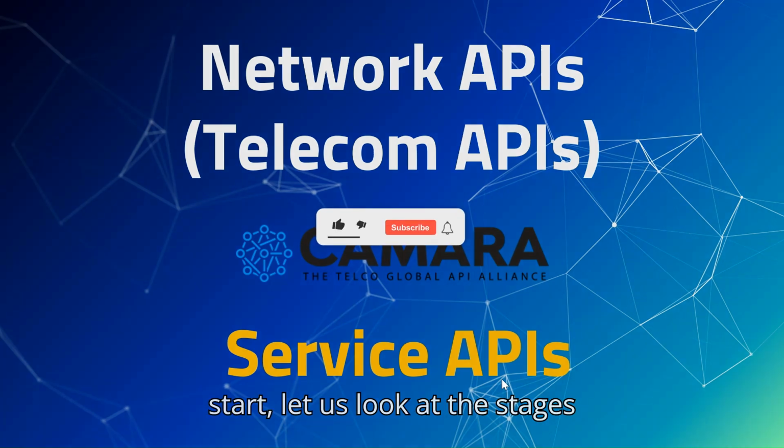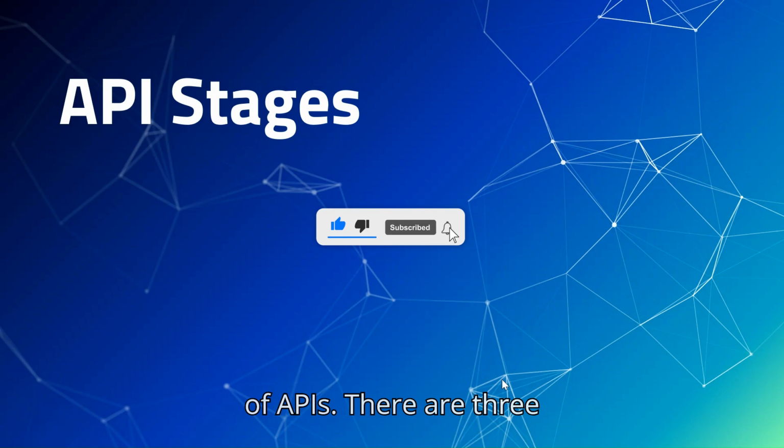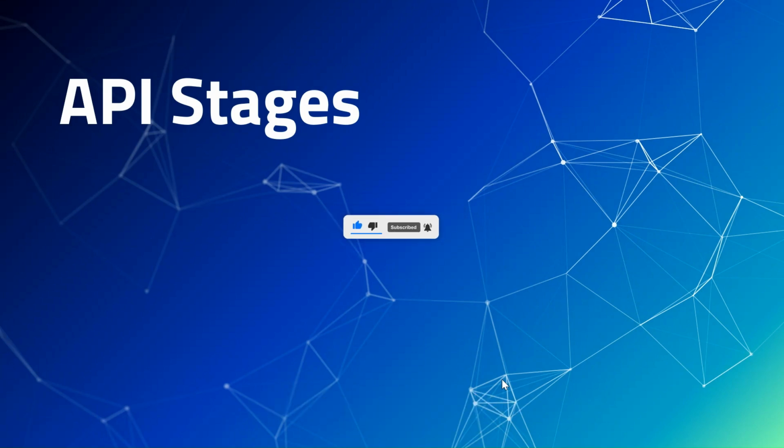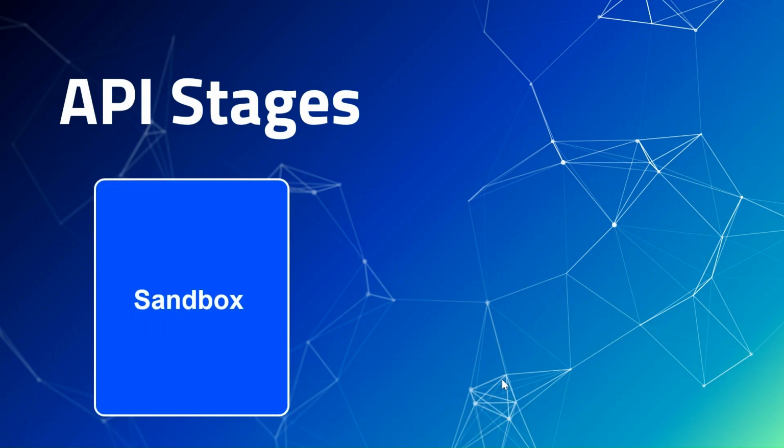Before we start, let us look at the stages of APIs. There are three different API stages, starting with Sandbox APIs. This is the first stage for any new API proposal within the CAMARA project. Sandbox API repository is designed for rapid development, housing one or more initial API versions until the first public release. Interestingly, a sandbox repository can either be independent of a CAMARA subproject or associated with an existing one.